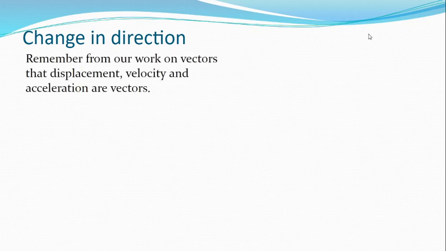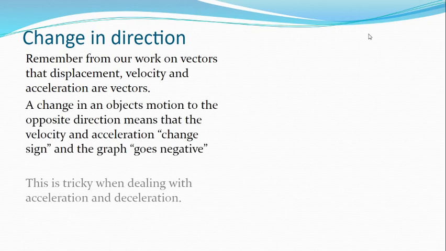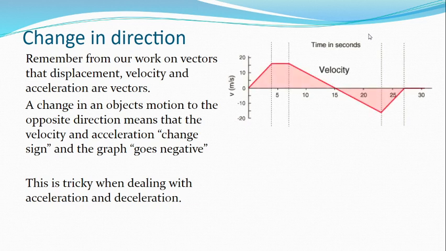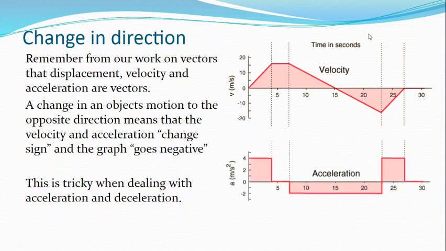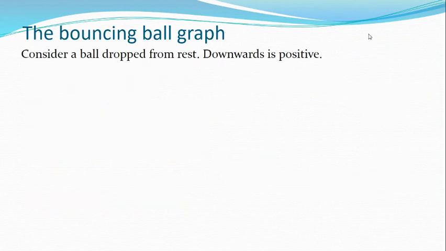What about if it changes in direction then? This is where we get a slightly more sophisticated graph, and from this graph, we should be able to take some information as to what's happening. So let's look at a bouncing ball then. So consider a ball that is dropped from rest.